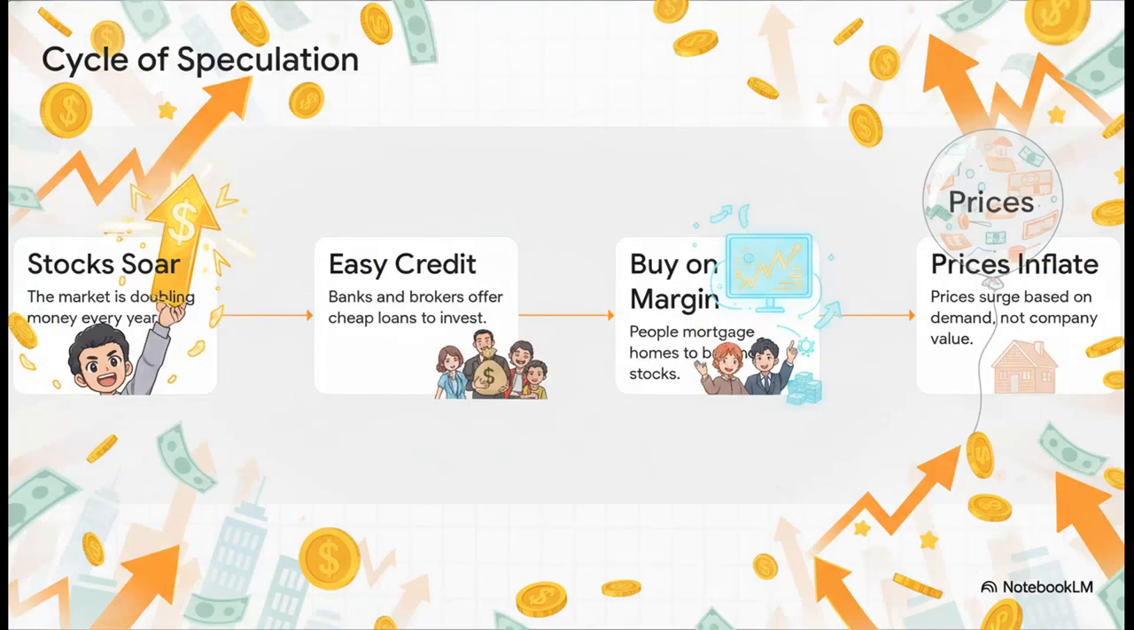And this is where things get a little crazy. A speculative fever just swept across the country. See, with all this easy credit, banks and brokers started offering cheap loans for people to invest in the stock market. People were literally mortgaging their homes to buy more stocks. This practice, known as buying on margin, meant you only had to put down a little of your own money. It felt like a sure thing, right? The market was just going up, up, up.